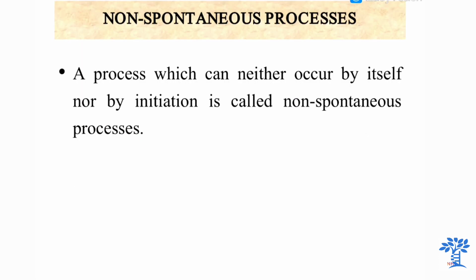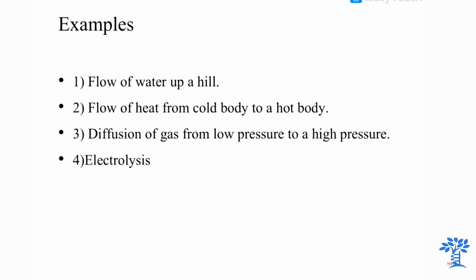Let us move on to the next topic, non-spontaneous process. A process which can occur neither by itself nor by initiation is called a non-spontaneous process. It is the reverse of the spontaneous process. Examples of non-spontaneous processes are flow of water up a hill, that means flow of water from a lower level to a higher level, then flow of heat from a cold body to a hot body, diffusion of gas from low pressure to high pressure, and the fourth one is electrolysis. These are the examples of non-spontaneous processes.